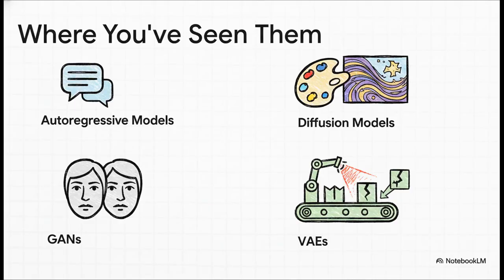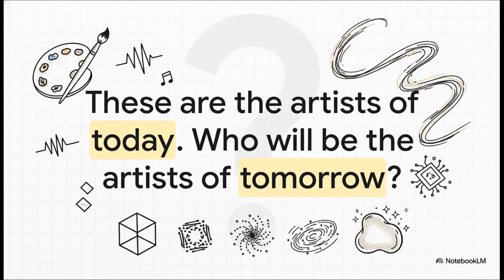And here is where it all clicks into place. This isn't just theory. If you've ever played around with ChatGPT, you've been talking to an autoregressive model. If you've been amazed by art from DALL-E 3 or Midjourney, you've seen the magic of diffusion models. GANs are the tech behind deepfakes, and VAEs are the unsung heroes working behind the scenes in things like quality control on factory floors. These 4 models are pushing the boundaries of what's possible, letting machines create in ways we never thought they could. They really are the foundational artists of this whole generative AI movement. And that just makes you wonder, what kind of artist is AI going to become next?